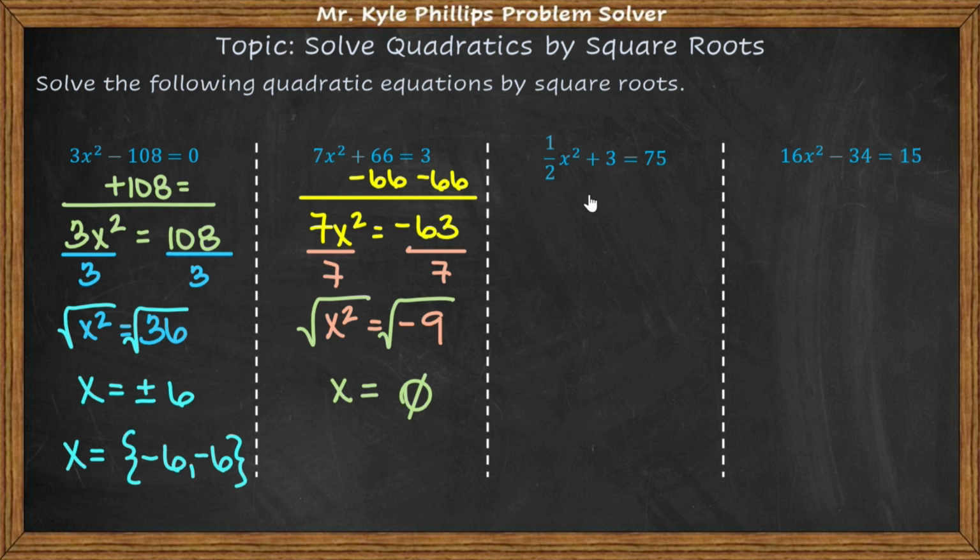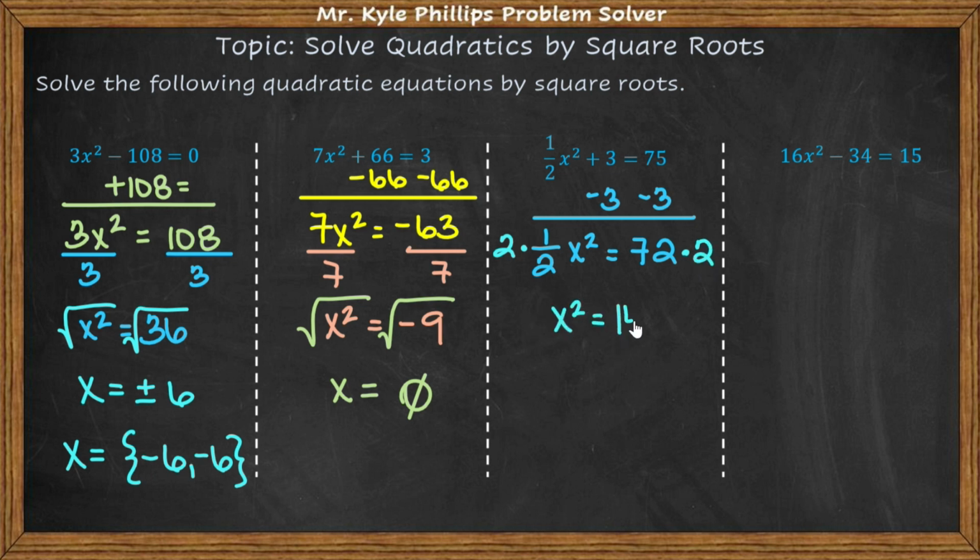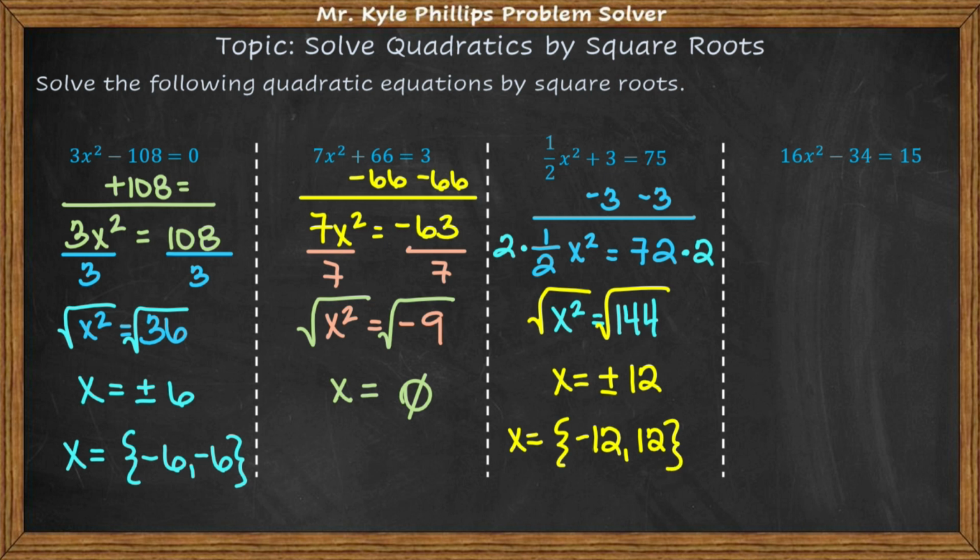All right? We'll come over here to the one in the middle and we will subtract 3. And now I have 1/2 x squared equals 72. This is 1/2 times x squared. So to undo the 1/2, I can just multiply by 2. So now I have x squared is equal to 144. And the square root is going to be plus or minus 12. And remember, normally what you will do is see these solutions written in your curly braces. So negative 12 and 12.